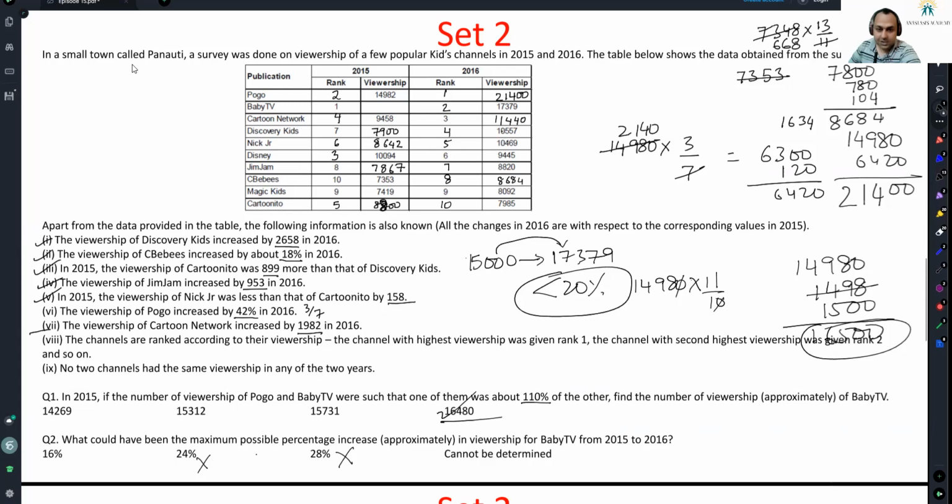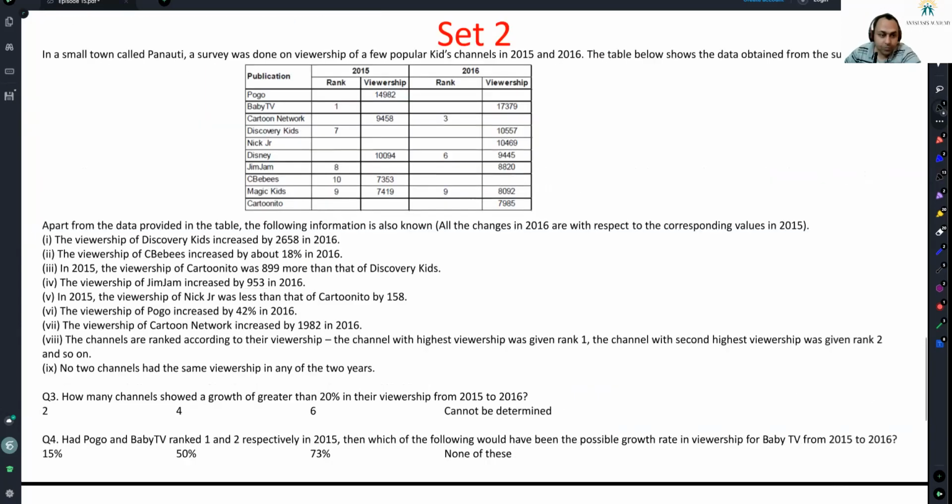And additionally, I also know this is determinable. All I have to do is work with 14983 in the denominator, and in the numerator I will have 17379 minus 14983, and then multiply this whole thing by 100. A value can be generated. So when I say cannot be determined, this is also not possible. So the only possible answer has to be 16%. Mark and move on. Next question.